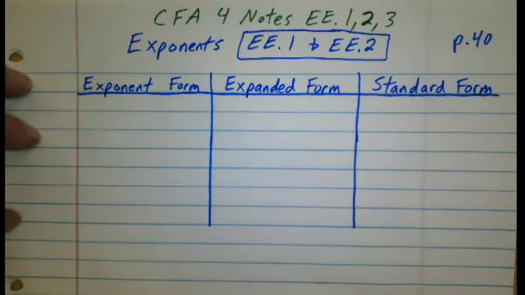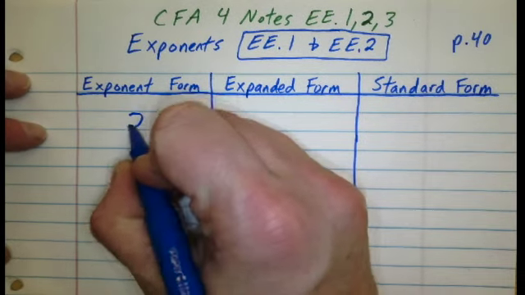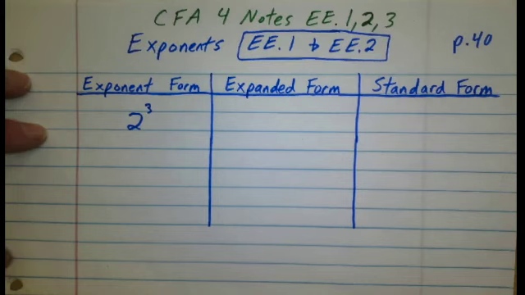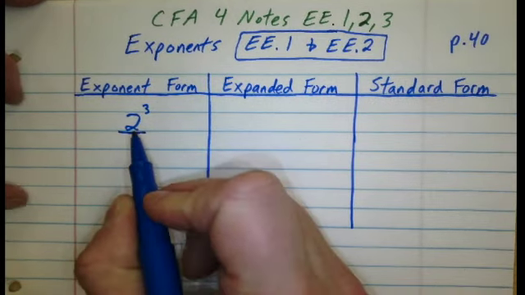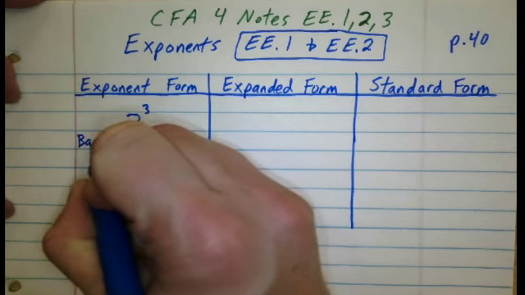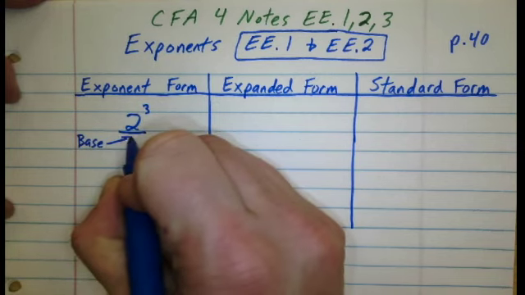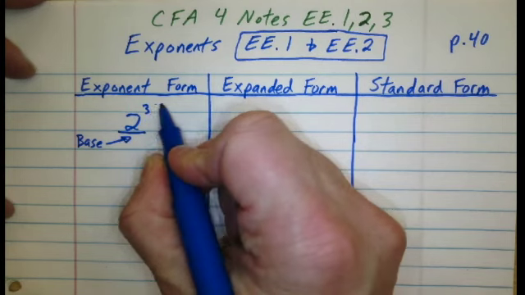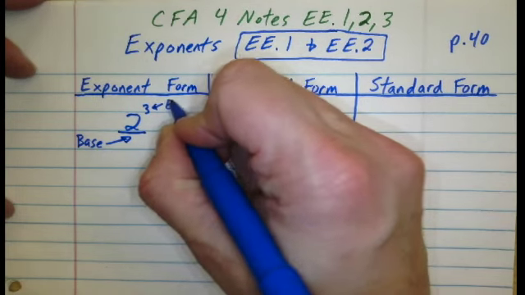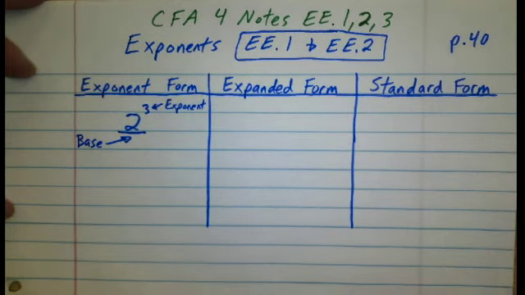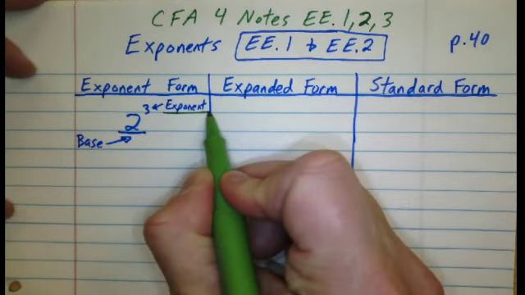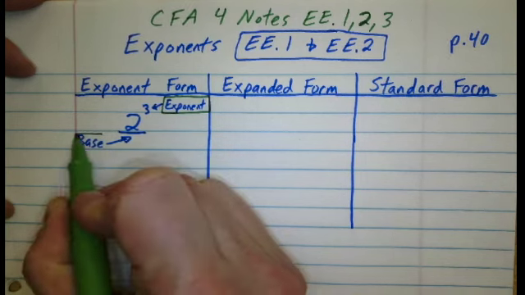So the first thing I want to do is write 2 to the third power. You could also call this 2 cubed. 2 is actually our base number. This is what we call the base. And then the 3 is what we refer to as the exponent. You've probably seen it before. It's a little number. So this is your exponent, the 3, and this is your base number.